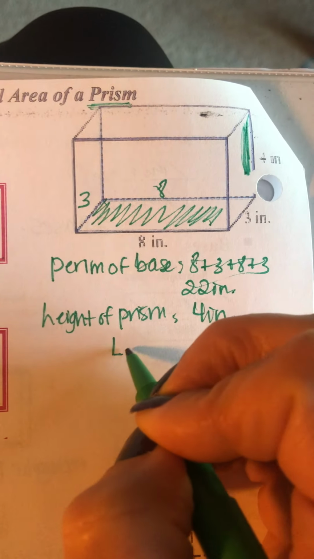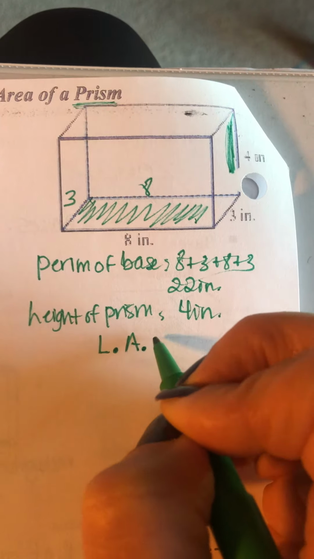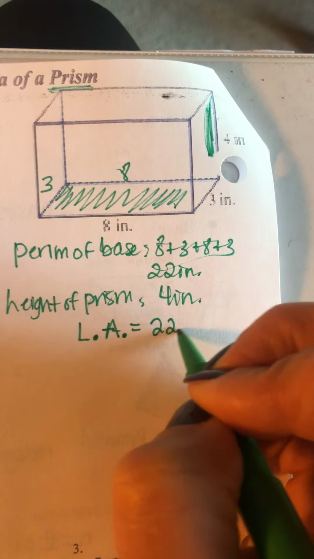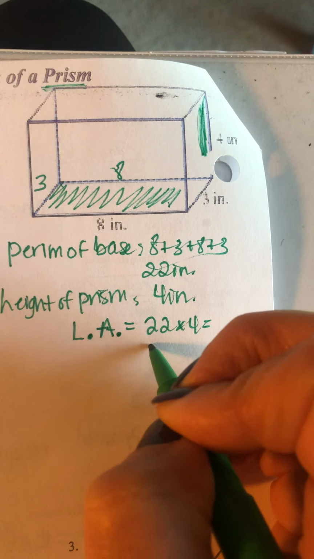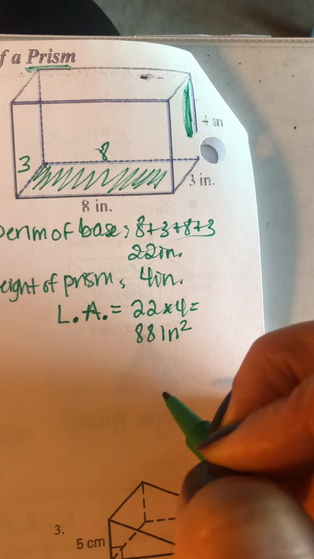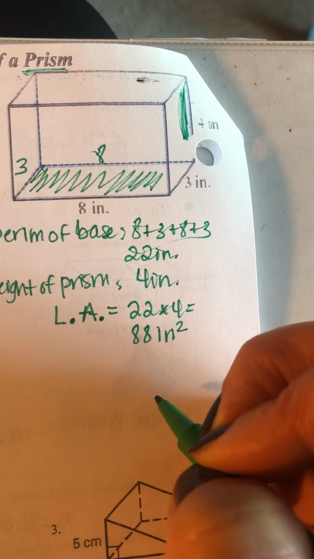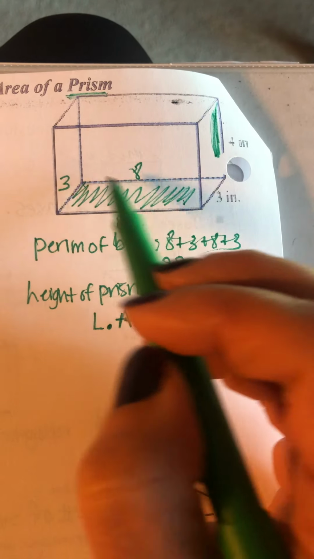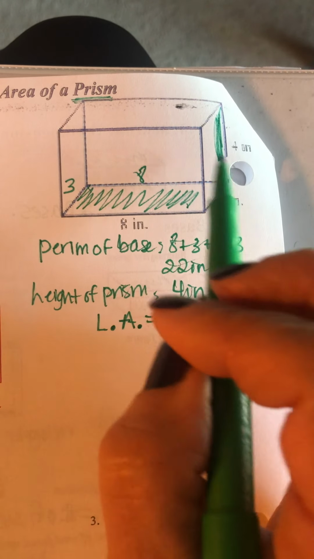And if I'm going to find the lateral area, which I often abbreviate LA, lateral area is perimeter of base times height, which is going to be 88, and because it's area, square inches, inches squared. That's the lateral area, and that means the area around the outside.